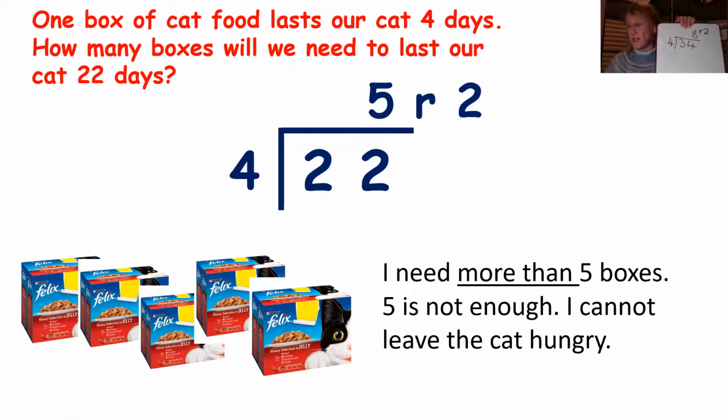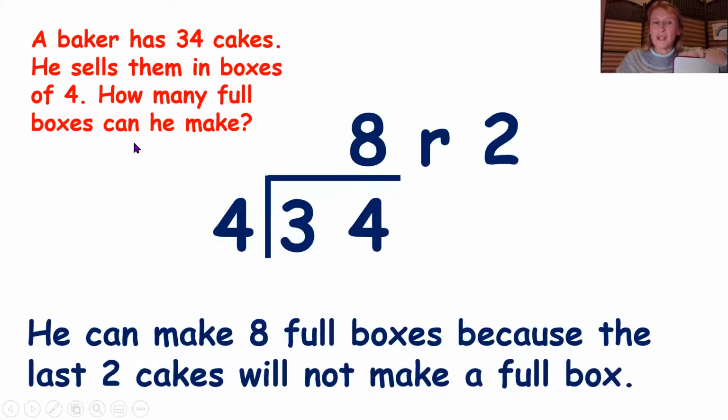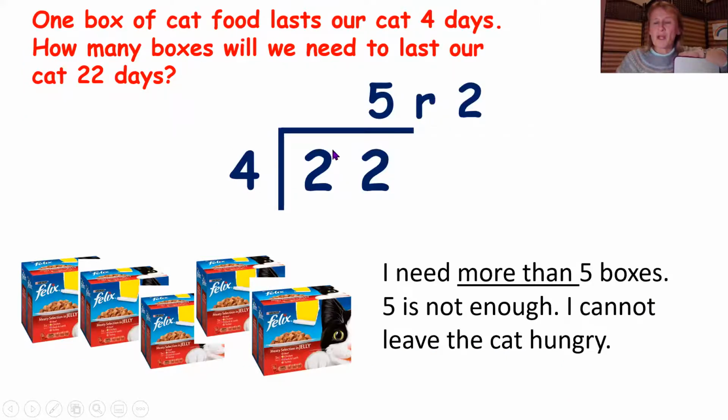Now this one I found the hardest one. This one was interesting. So 1 box of cat food lasts our cat 4 days. How many boxes will we need to last our cat 22 days? Now the question needs, here we go. The calculation is 22 days shared into 4s. So 4 into 22 is 5, remainder 2. Let's have a look at that calculation.